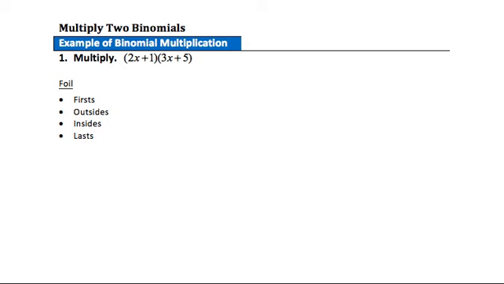In this example, I'm asked to multiply. And let's take a look here. What I'm actually multiplying here is two binomials. You'll notice this first factor that I have in parentheses there has two terms in it. And that means that we have a binomial there. Binomial meaning two terms. The second factor that I have here, 3x plus 5, again, that has two terms, so that's another binomial. Notice I'm calling each of these factors because both of these binomials are getting multiplied together.